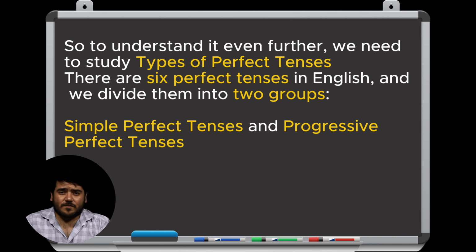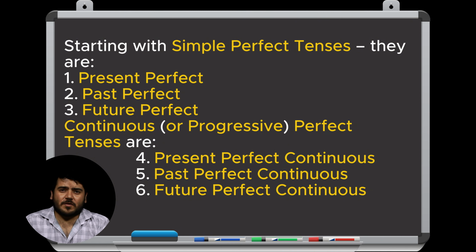So to understand it even further, we need to study types of perfect tenses. There are 6 perfect tenses in English, and we divide them into 2 groups: simple perfect tenses and progressive perfect tenses. Starting with simple perfect tenses, they are present perfect, past perfect, future perfect. And progressive perfect tenses are present perfect continuous, past perfect continuous, future perfect continuous.